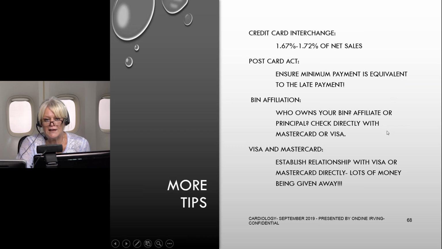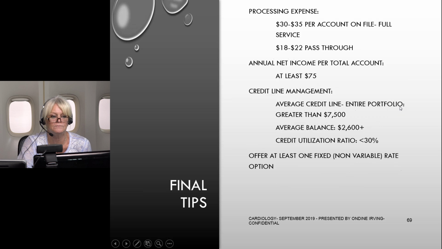BIN affiliation, find out who owns your BIN, whether you're an affiliate or principal. Check directly with Visa or MasterCard, not your processor. If you don't have a relationship with Visa or MasterCard, you should. Visa gives a rep to everybody, no matter what your level is. MasterCard is a little more picky. I think you've got to be a principal.